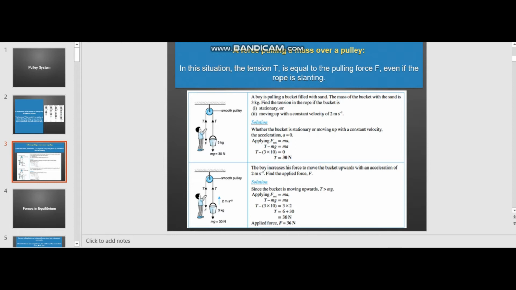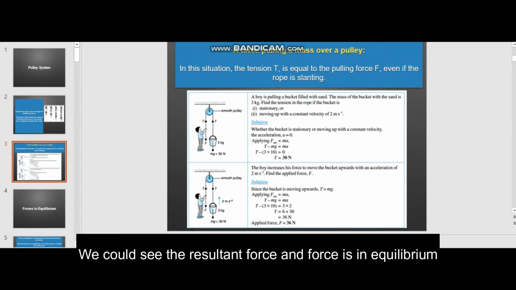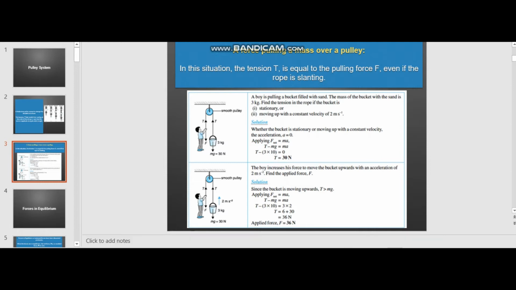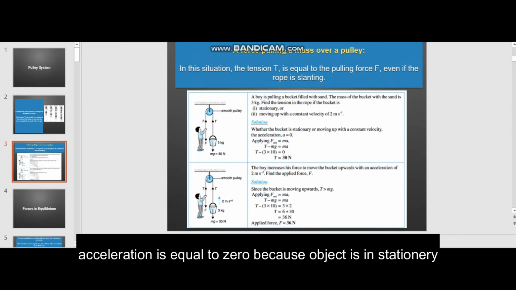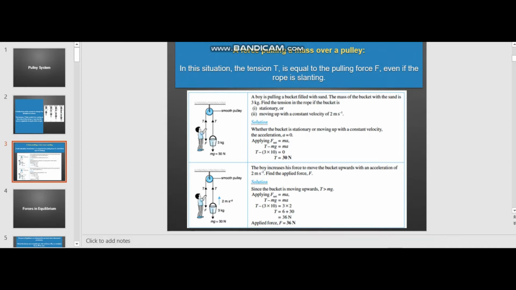equal to ma. As we could see, the resultant force is zero, the force is in equilibrium. So T minus mg equal to ma, and m is 3 times 10, which is the gravitational acceleration, and a is equal to 0 because the object is stationary and no acceleration is applied there. So T is equal to 30 Newton.